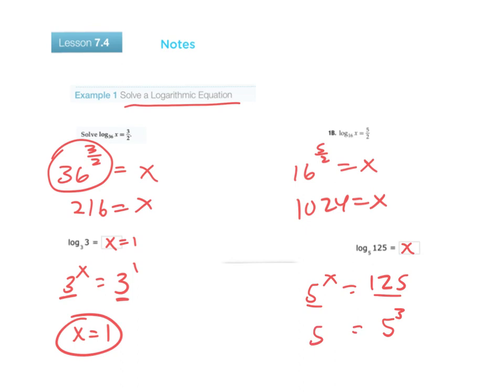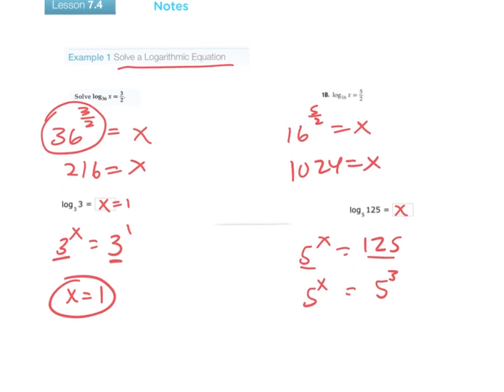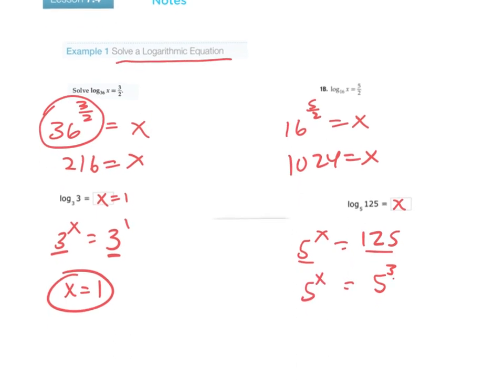Once you change it to exactly the same base, you can then set the exponents equal to each other. In this case, x equals 3, and so our answer is 3.